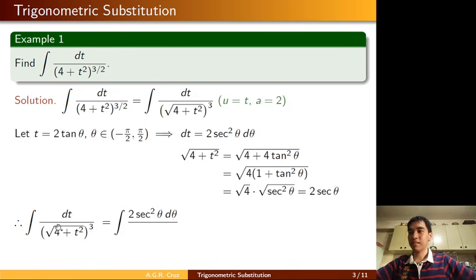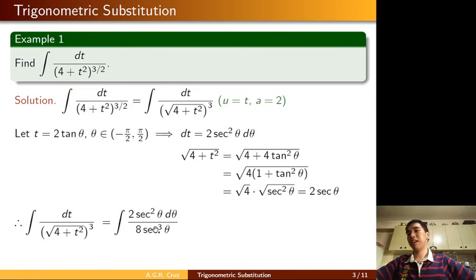Tapos yung baba naman, si square root of 4 plus t squared, di ba, it's 2 secant theta. However, you're cubing the denominator. So let's cube this as well. We take the cube of 2 secant theta, 2 cubed is 8, times secant cubed of theta. So this is now your new denominator.